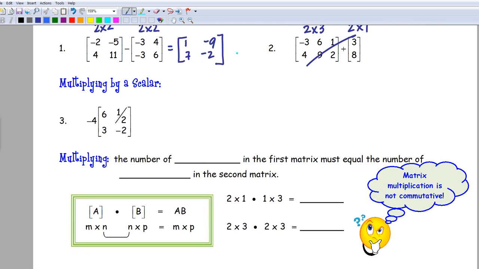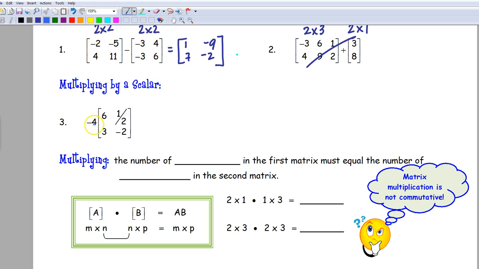Multiplying by a scalar, really simple. You're just going to multiply the number on the outside to each of the numbers on the inside of the matrix. So -4 times 6, -24, -4 times 1/2, -2, -4 times 3, -4 times -2.